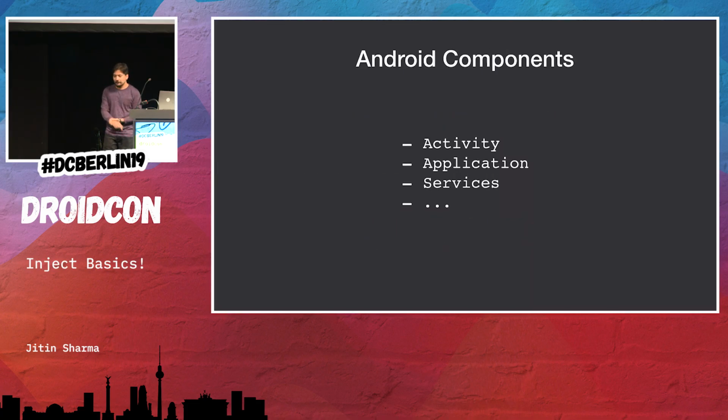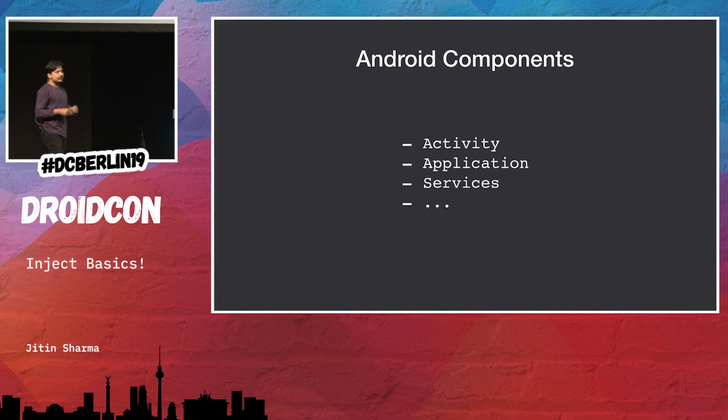Now, this all is fine. We could just do constructor injection everywhere. We could create constructors for everything, and all the classes pass on dependencies along the constructors, unless you start working for Android.